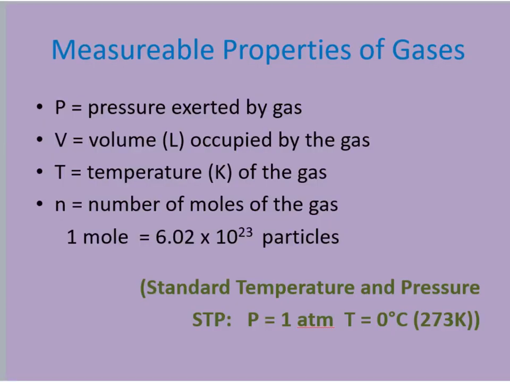So we've already been talking about the pressure, volume, temperature, the things that we measure. The pressure of the air around us is called the atmospheric pressure. And there is something called standard temperature and pressure, STP. If you see a problem that references this STP conditions, it means that the pressure is at 1 atmosphere and the temperature is at 0 degrees, which is also 273 Kelvin.